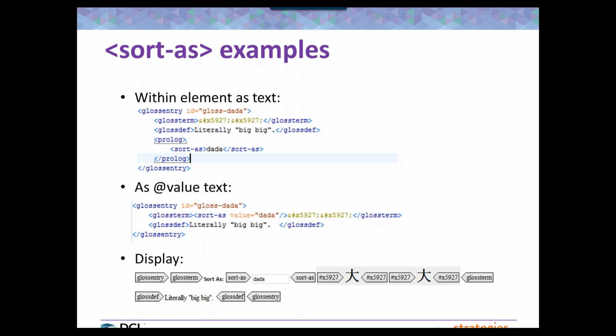So the first example shows it as a prologue with the element, sort as, with the text da within the element. The second has the sort as element as part of the glossary term, and it uses the value attribute to have da in the attribute value as opposed to in the text.